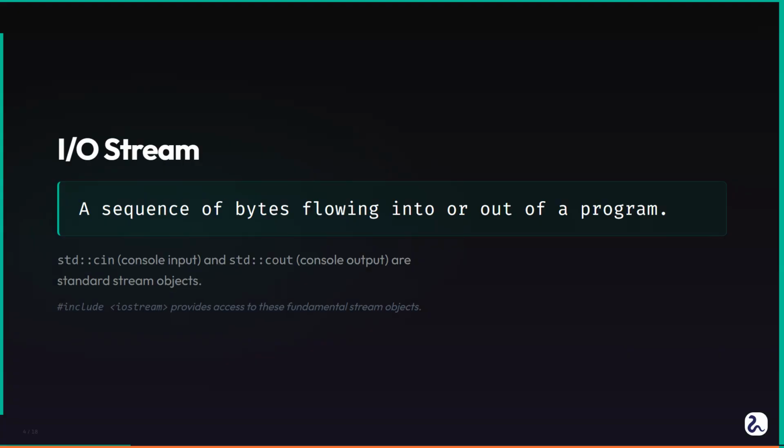To push data into an output stream like std::cout, we use the stream insertion operator, which looks like two less than signs, left shift. To pull data out of an input stream like std::cin, we use the stream extraction operator, two greater than signs, right shift. These operators are overloaded to work with all the fundamental data types you'll encounter.